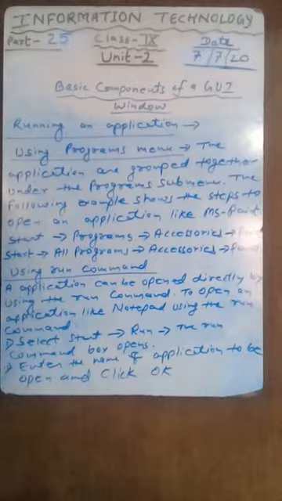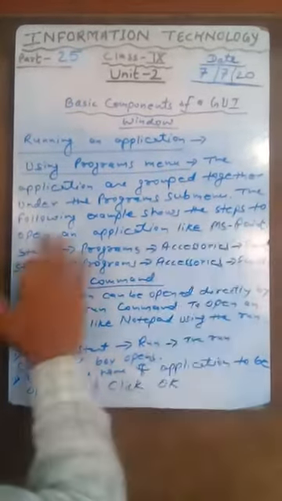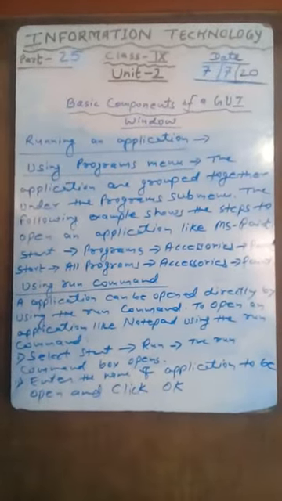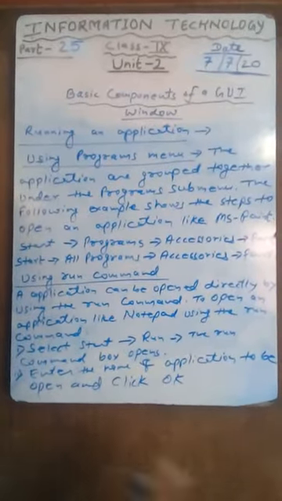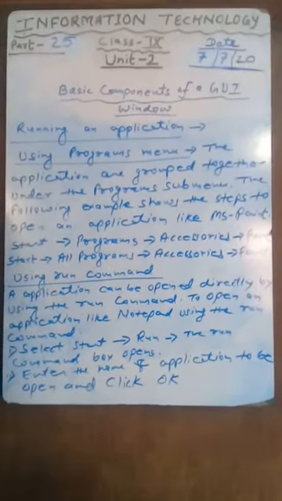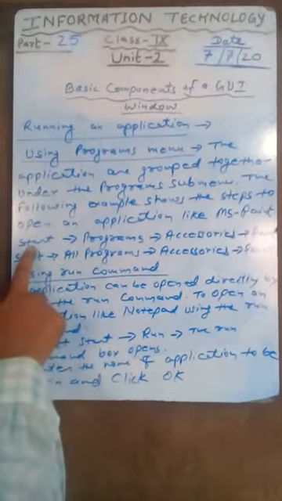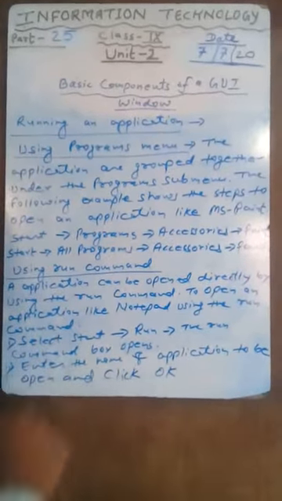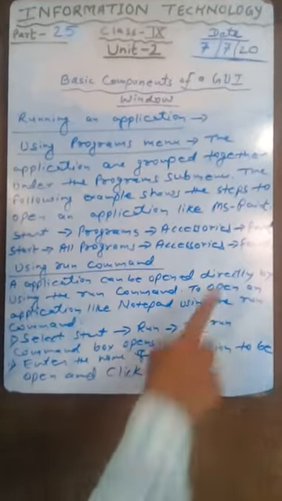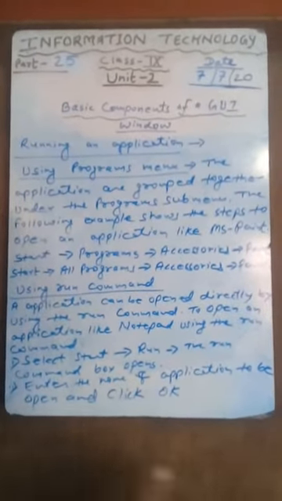The following example shows the steps to open an application like MS Paint. Suppose that we want to open the program MS Paint, we can follow these steps. First of all, we click Start, then Programs, then Accessories, and then click Paint. Then our MS Paint program will be opened.